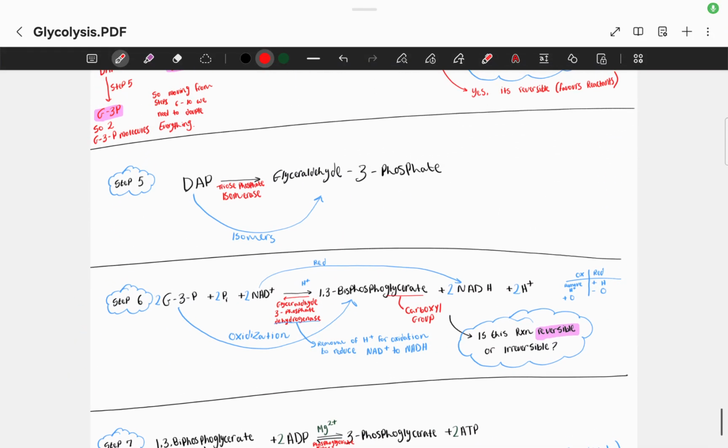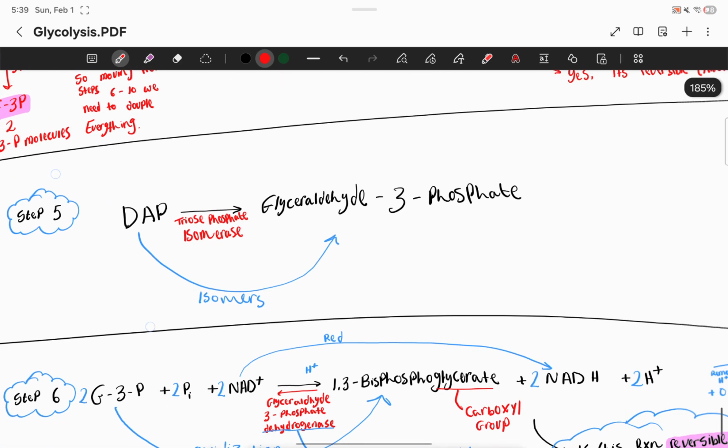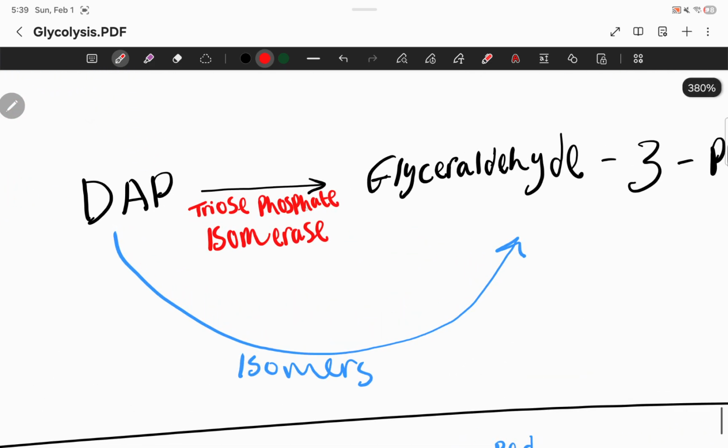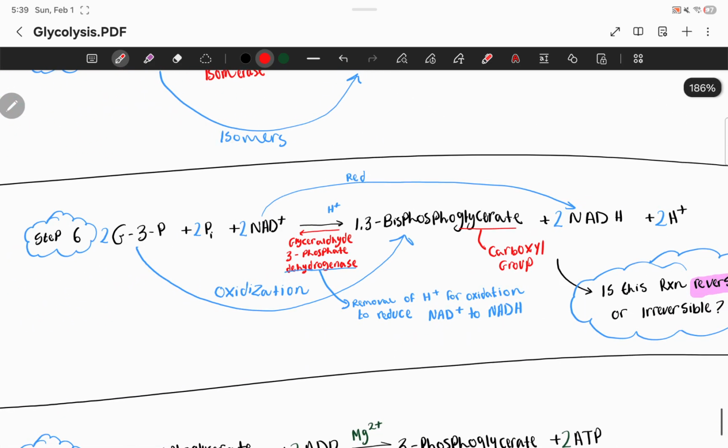Last time we stopped at step 5. Let's just do a quick review. In step 5 we have DHAP, which makes glyceraldehyde 3-phosphate using triose phosphate isomerase, because those two are isomers of each other. Moving on to phase 2.